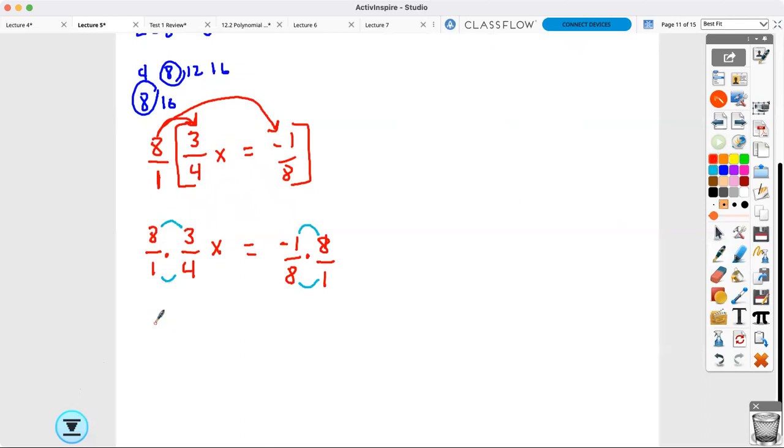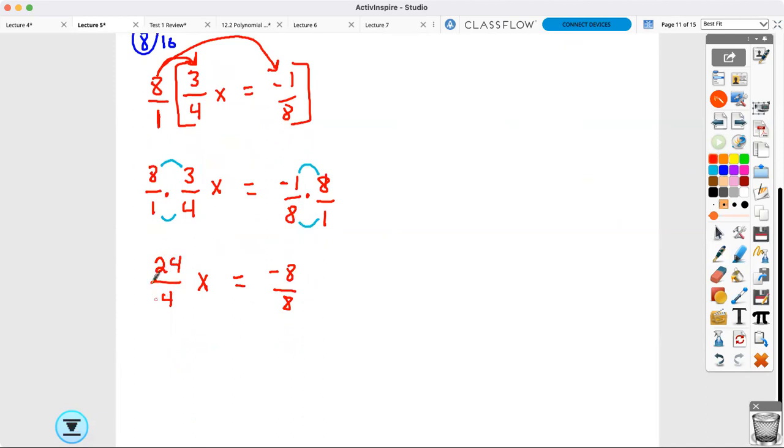8 times 3, use your calculator, is 24 over 1 times 4, which is 4. Now bring down the x, is still there, equals. On the right side, we're gonna do -1 times 8, which is -8 over the bottom, 8 times 1, which is 8. Now we're gonna go ahead and divide these numbers in our calculator. So do 24 divided by 4, and then we get 6x. Bring down the x, then we get -8 over 8, which is just -1.